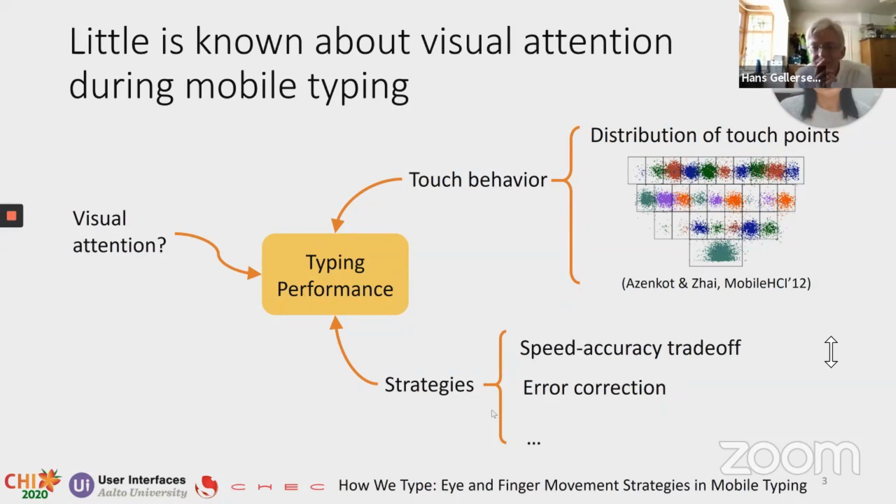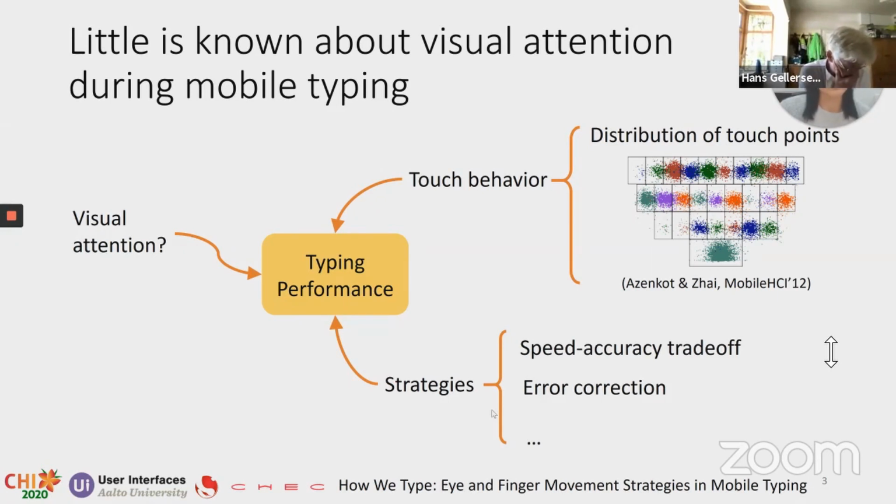From the perspective of attention and the finger movement, we would like to discuss what is the difference between one finger and two finger typing, and how do the movements relate with the typing performance, like speed and accuracy. So we introduced the study on mobile typing.